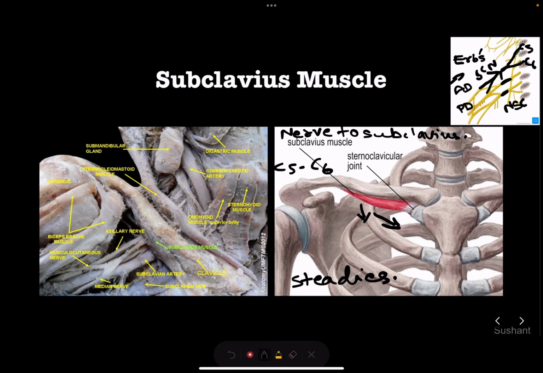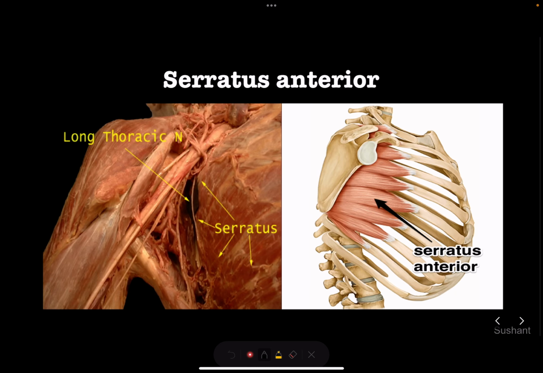So this is the subclavius muscle. Then one more last muscle in the pectoral region is the serratus anterior muscle. Strictly speaking, it's not a muscle of the pectoral region. It's actually a broad sheet of muscle that is found on the lateral wall of the thorax. And it is covered by a relatively thick sheet of deep fascia.